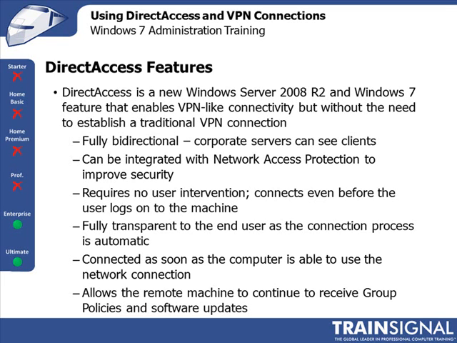As I mentioned, Direct Access requires no user intervention. In fact, it can connect even before the user logs into the machine. With traditional VPN clients, you have to wait until you're logged in in order to establish the connection in most cases. Direct Access connects before the user logs in, at which point the client can see DNS servers and domain controllers, and then after the user logs in, they can see the other services to which they have access.